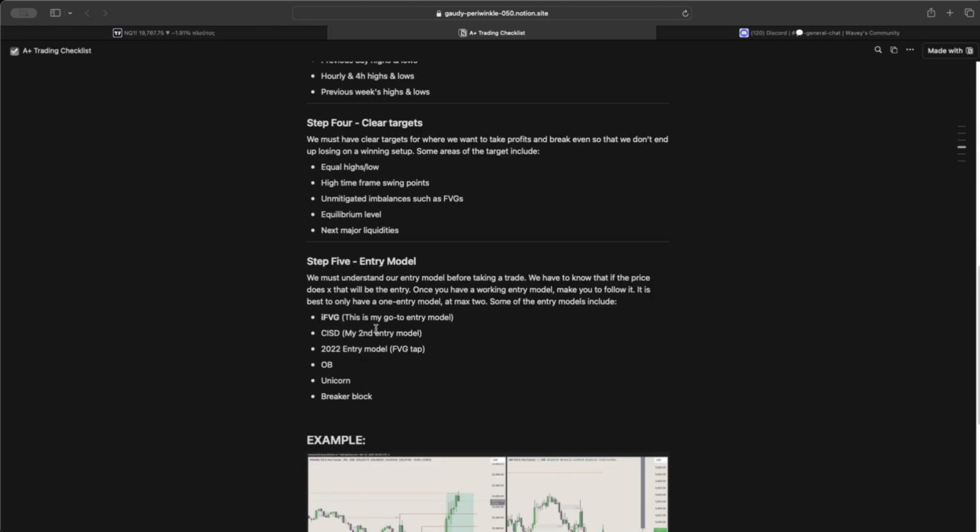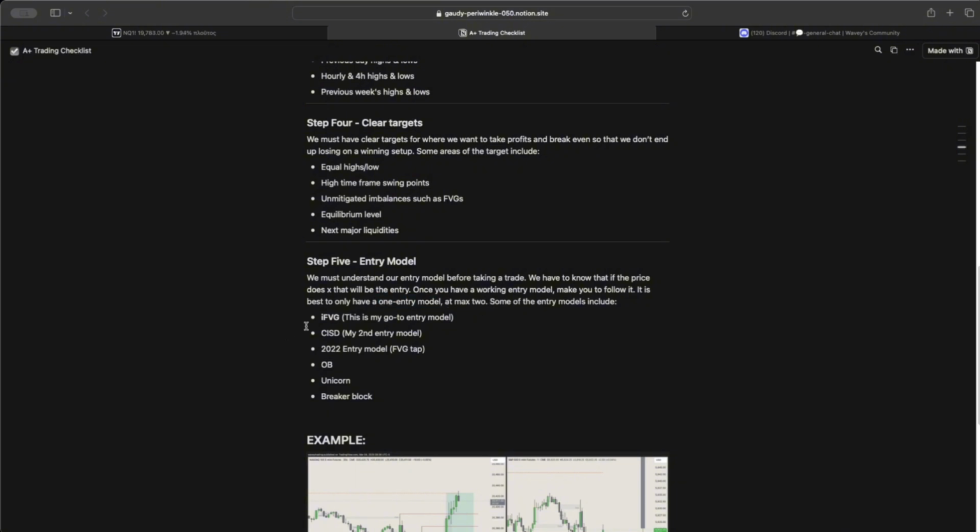Now, step 5 is to have a clear entry model. We want to understand that our entry model works before taking any trades. We want to make sure that we have an entry model that we can follow to the T. If price does X, that will be the entry. If price does Y, that will be my stop loss. If price does Z, I'll take a trim, I'll go break even and such, right? So once you have a working model, make sure that you follow it. And it's best to only have one entry model, at max 2.